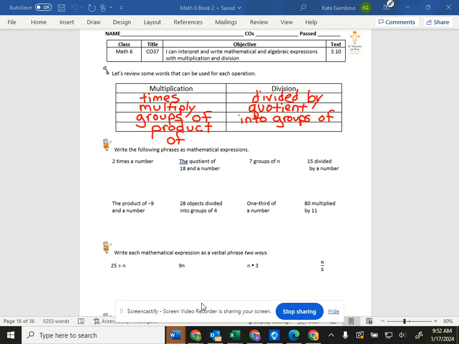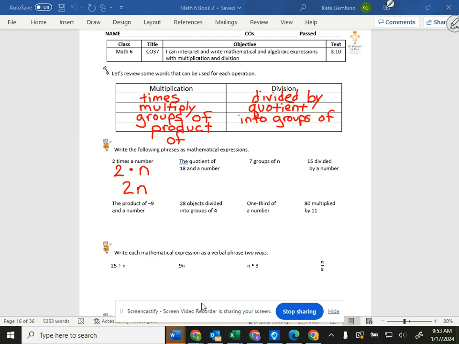So let's look. It says write the following phrases as mathematical expressions. Let's look at our first one. 2 times a number. What would that expression look like? What do you think, Melanie? 2 times n. Now, if we're going into big kid math, we are going to be working with variables. We're going to take out that multiplication symbol, and we can just write 2n.